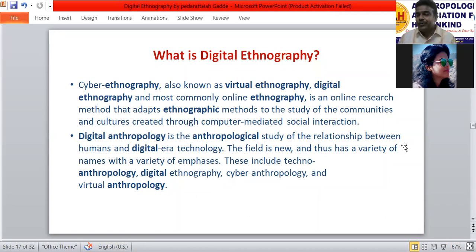The field is new and thus has a variety of names with a variety of emphasis. These include techno-anthropology, digital ethnography, cyber anthropology, and virtual anthropology, or some people call it digital anthropology. So this is a new emerging sub-discipline, which studies the relationship between humans and digital era technology.